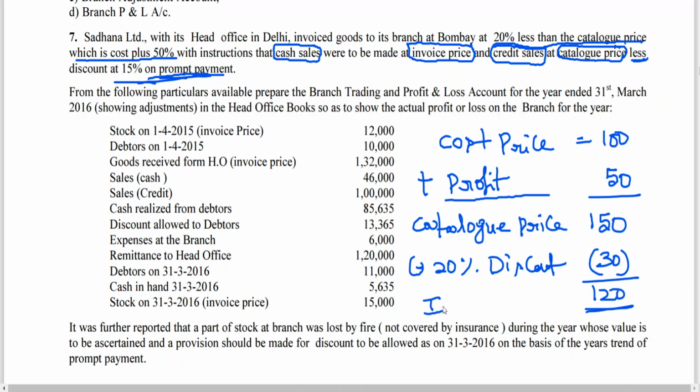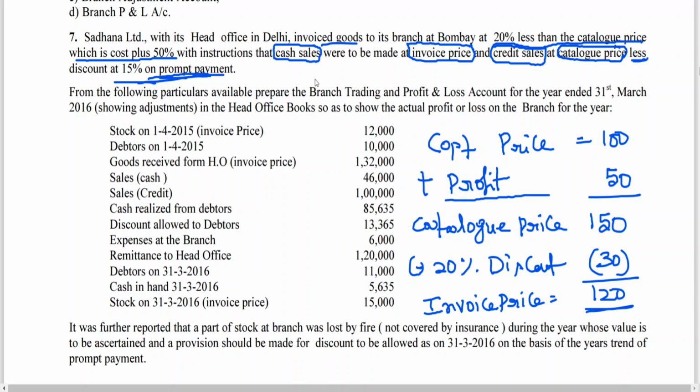Tell me, what is invoice price now? 120. Got it, all of you? What is cost price here? 100. I'm assuming cost price is 100. Catalog price, which is cost plus 50, cost price plus profit, is 150. Goods are invoiced to the branch at 20% less than catalog price. So what is catalog price? Cost plus profit. Catalog price minus 20% discount, if you take it out, you are getting 120. This is what is called invoice price.